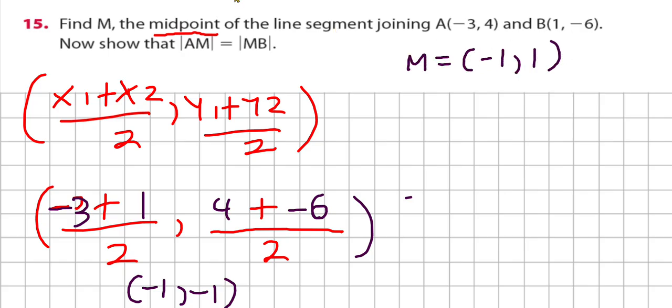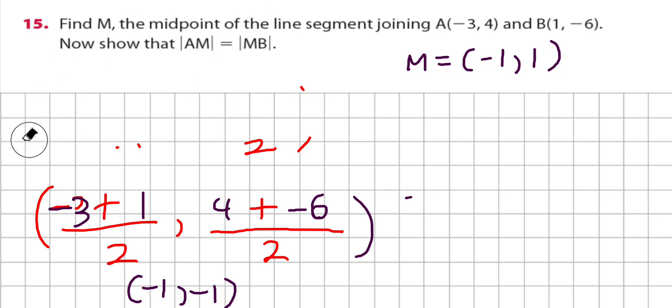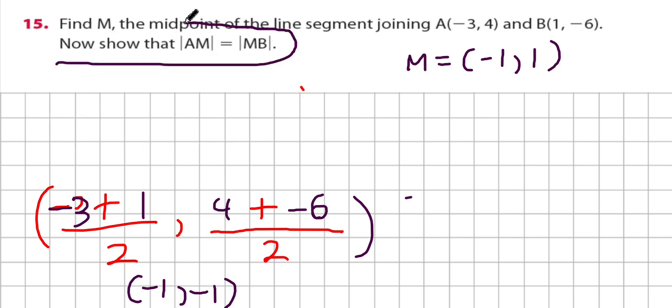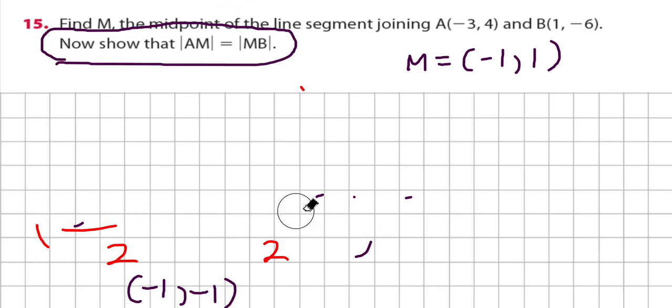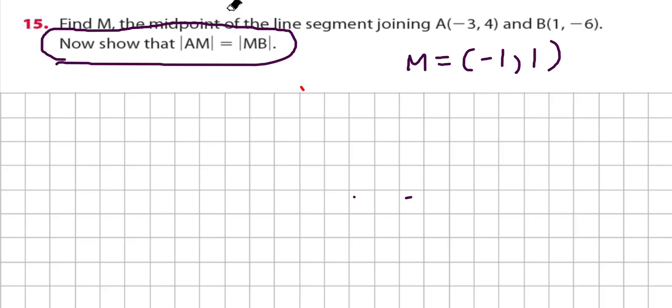Okay. Can anybody explain to me how to do part 2? Which is technically what's written here. How'd you do that? What do those vertical lines mean again? It means the length of the line AM. Is it the same as the length of the line MB?